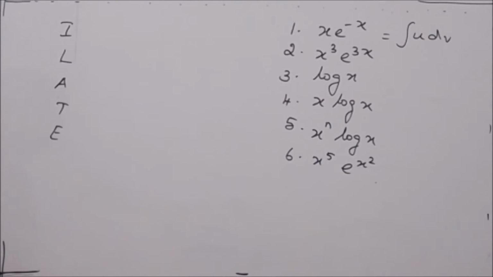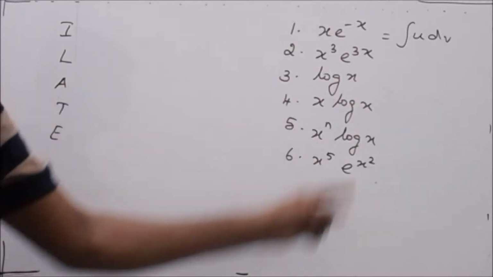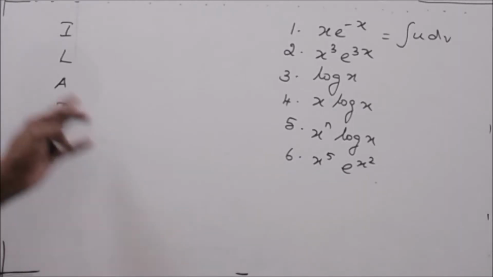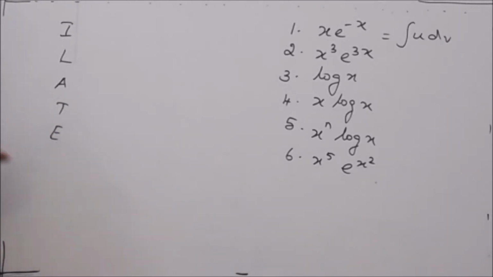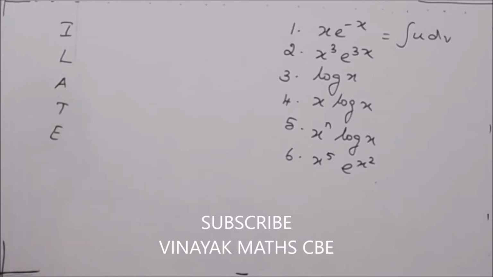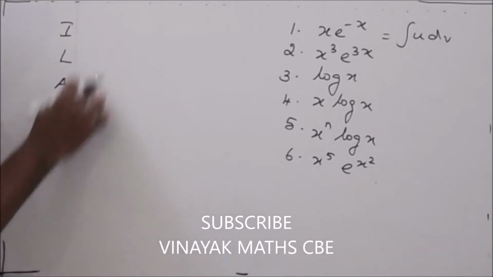Now here we have only one function, but here also we have 2 different functions in a product. Now use the rule ILATE. You can choose the respective function as u, and the other function as dv. So use the rule ILATE.